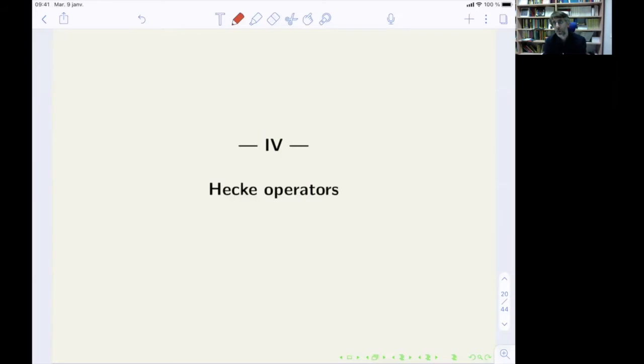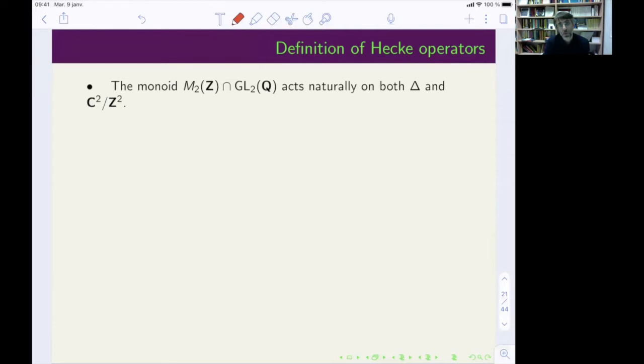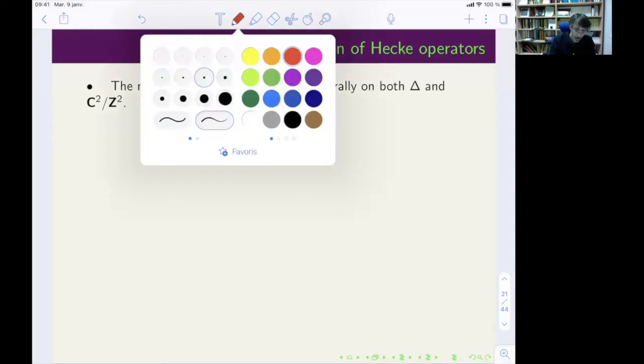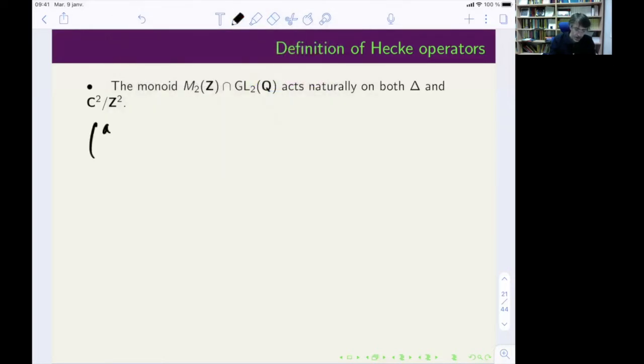And as I said, the Hecke operators come from hidden symmetries of what I am considering. And the hidden symmetries will come from a monoid action. It comes from the remark that not only SL2Z acts on both the modular symbol and C2 mod Z2, but in fact all the integral matrices that are invertible. The action is the one you can think of immediately.